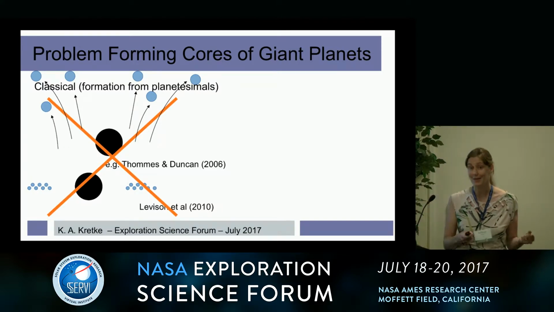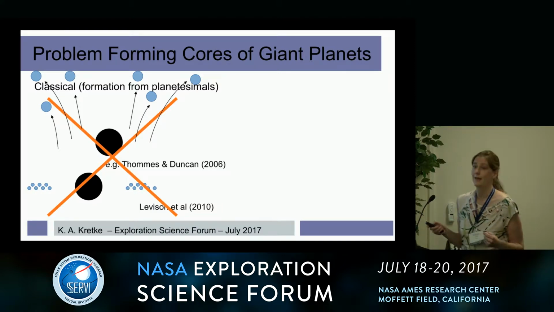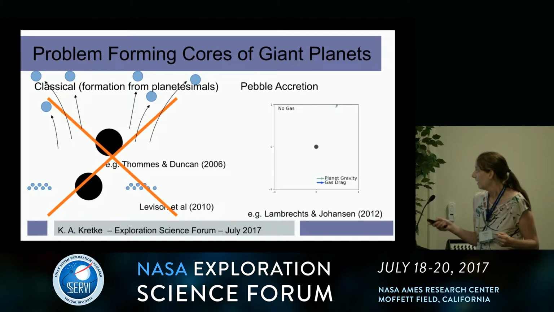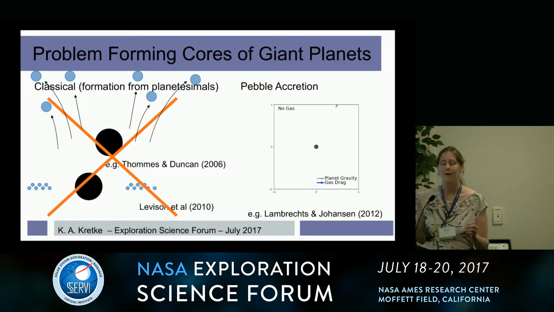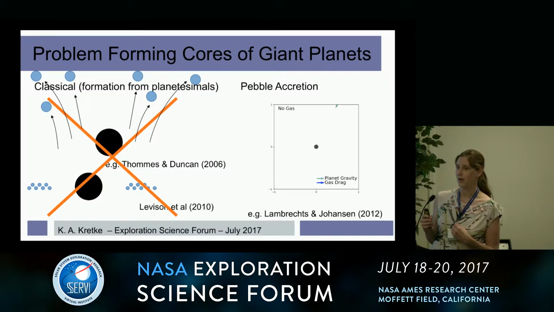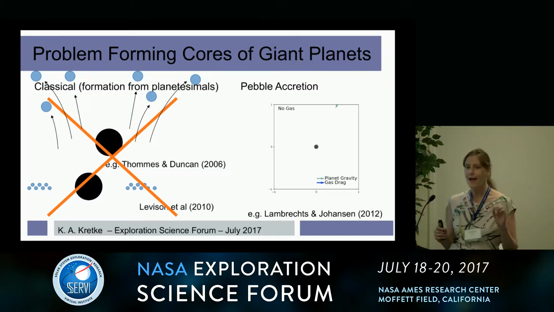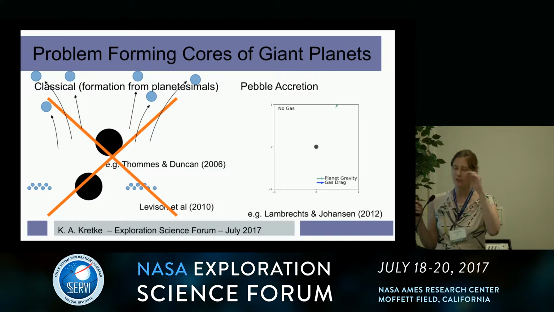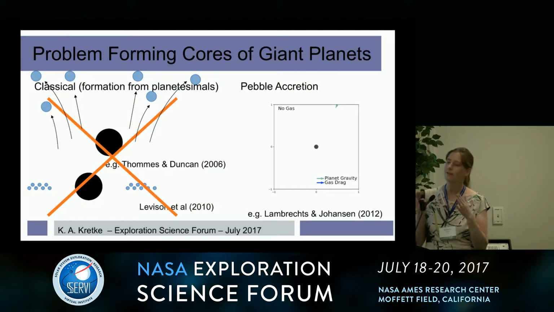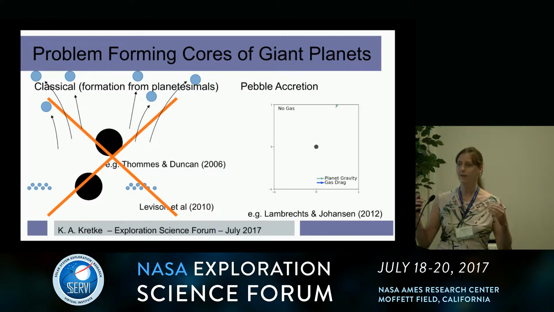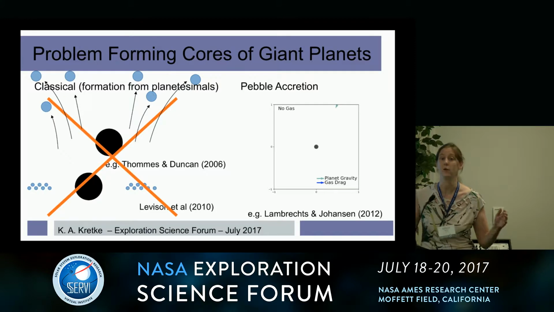Fortunately, a few years ago, there was a realization that pebbles are potentially the way to go. Now, when I say pebbles, I am not a geologist, so I do not mean the geological definition of pebbles. I mean objects which are small, so they may be millimeters, centimeters, even decimeters in size. But what's important is that they interact with the gas disk in a very specific way.